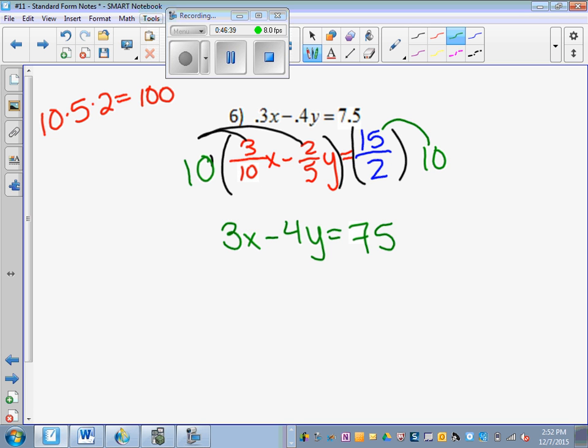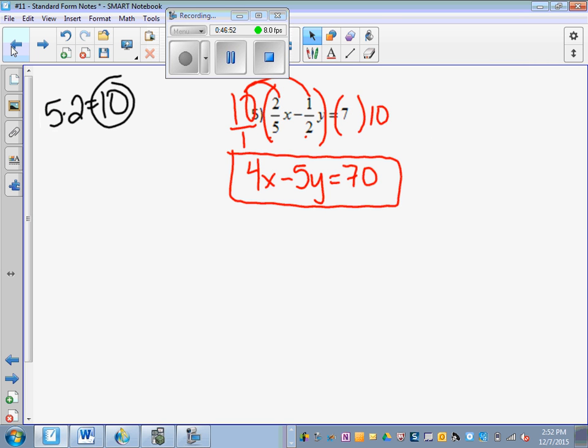The reason why we could do that here is because 10 is a multiple of 2 and 5. 2 times 5 is 10. This last one that we did, 5 is not a multiple of 2, so we have to multiply these together to get the final multiple. That's our final answer. This one.